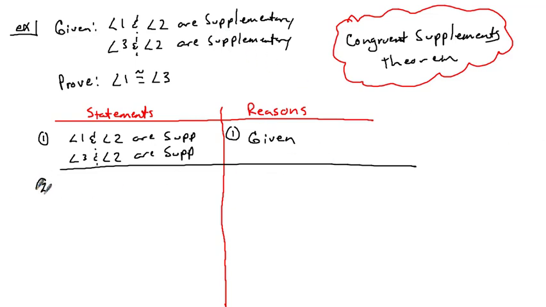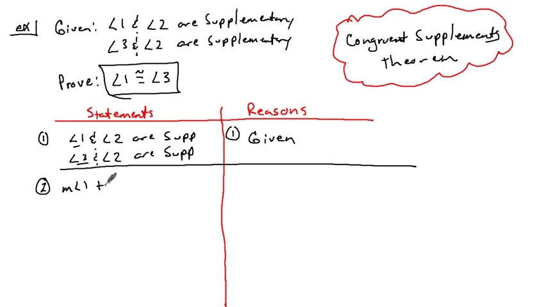Now, number 2, our next line, we're trying to get to here. We're trying to prove this. So eventually, we need to be only working with angle 1 and angle 3. We need to get rid of the angle 2s completely. But we can't get rid of things without eliminating them through algebra. And so we're going to try to turn this statement, angle 1 and angle 2 are supplementary, into an algebraic statement. And we can do that pretty easily like this.